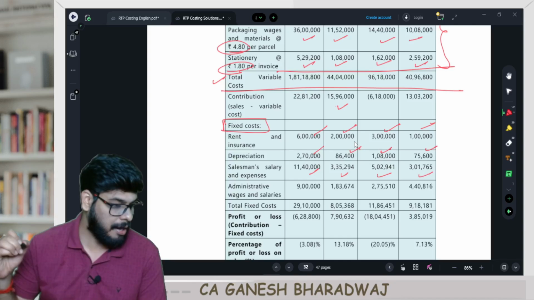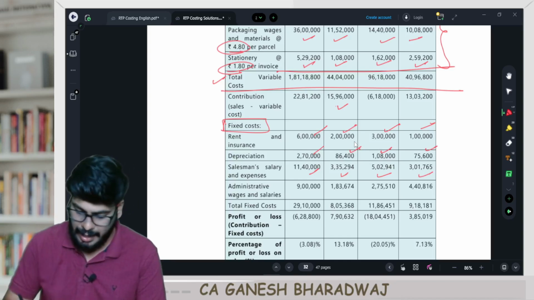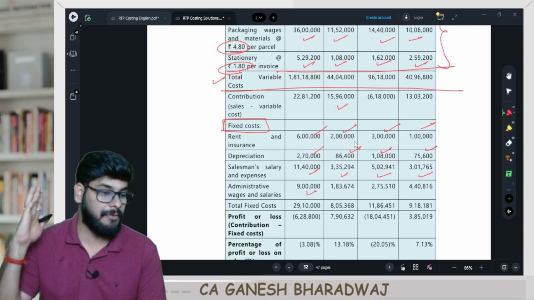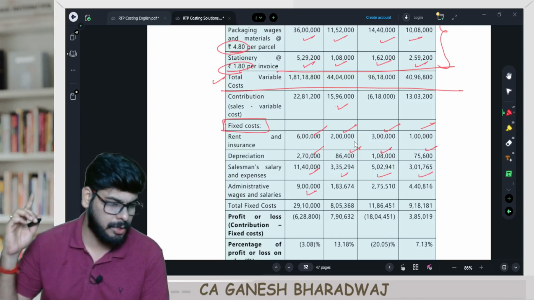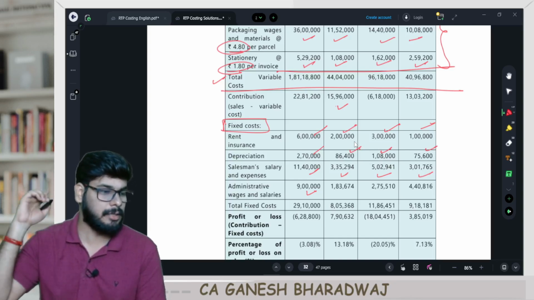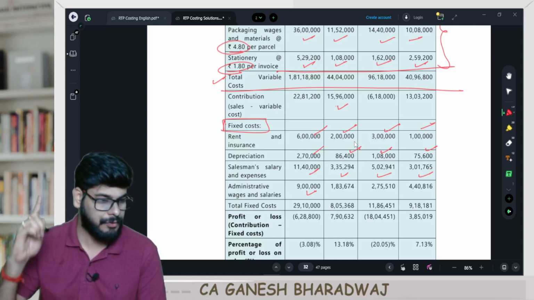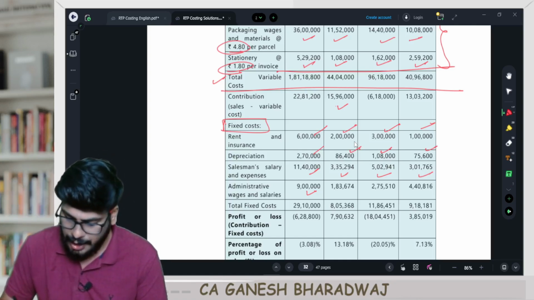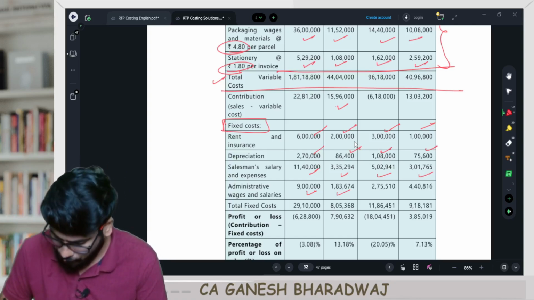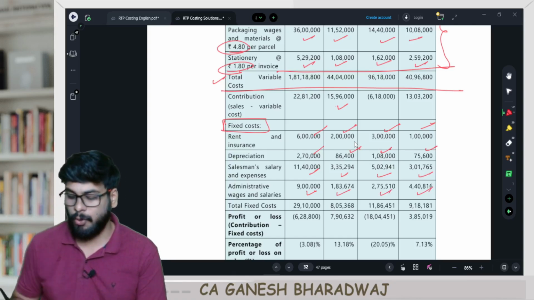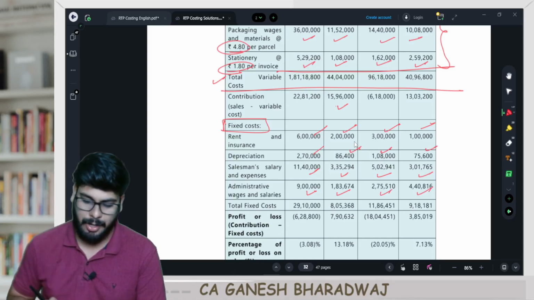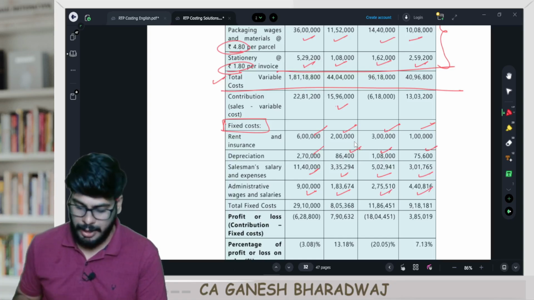And then finally you have your admin wages and salaries, 9 lakh rupees in total. This is on the basis of number of invoices. Number of invoices is how much? That's going to be 60,000, 90,000 and 1,44,000. So if you apportion it on the basis of 60 is to 90 is to 144, you will get 183,674, 275,510 and 4,40,816, right? So now you have the product wise fixed cost breakup.